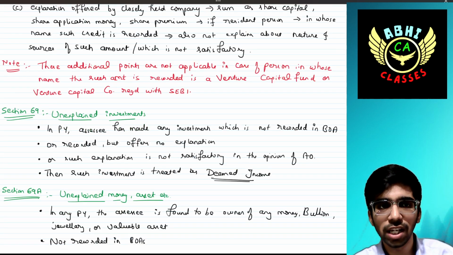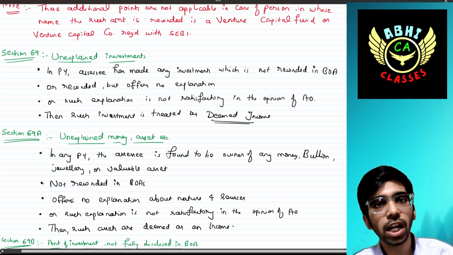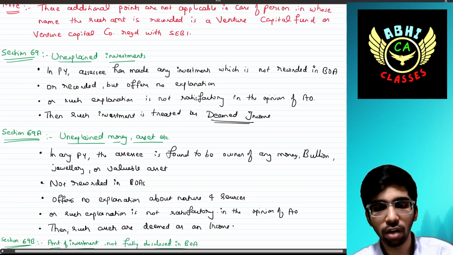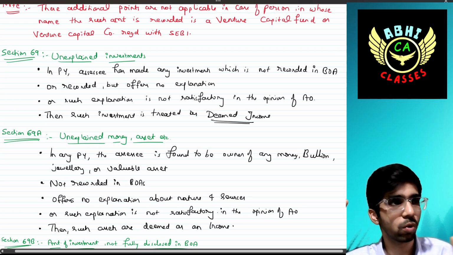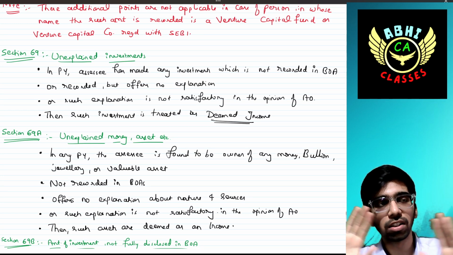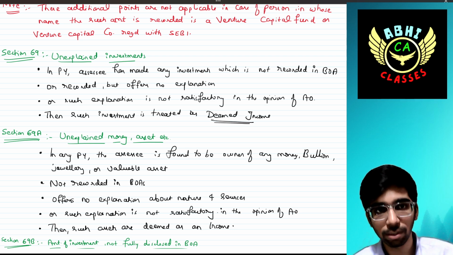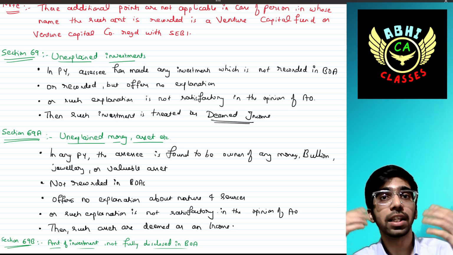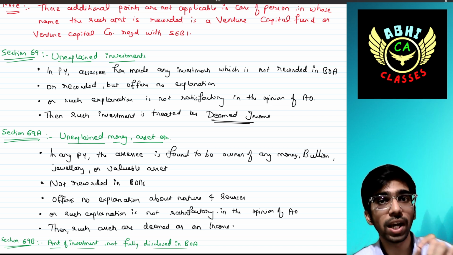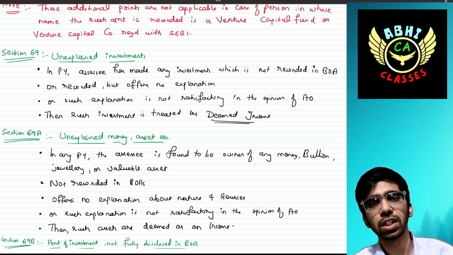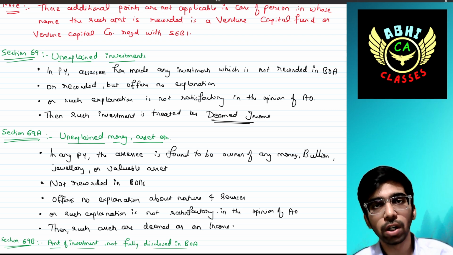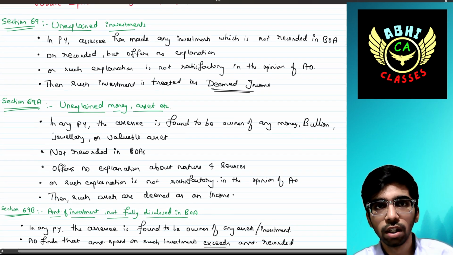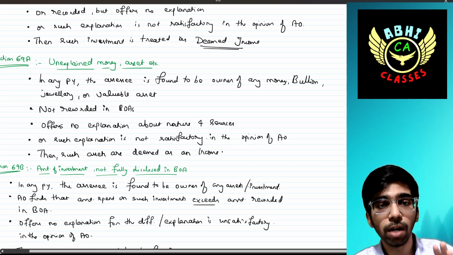Okay. Next, section 69, unexplained expenditure, unexplained investment. If I have made any investment from some source, for example black in nature, and I am not in a position to give an explanation to the assessing officer, or if I have given an explanation but the assessing officer is not in a position to accept it, then also that is called deemed income. Then the respective tax amount is applicable as unexplained. Next, unexplained money or asset.